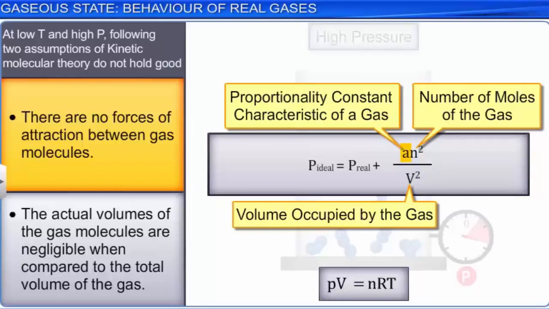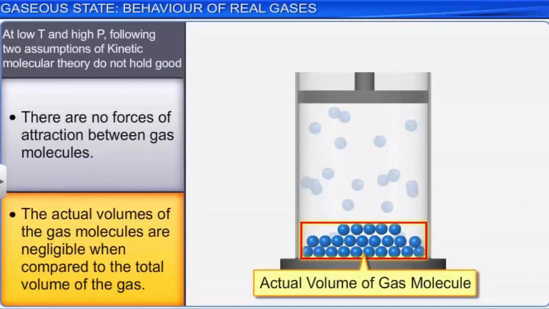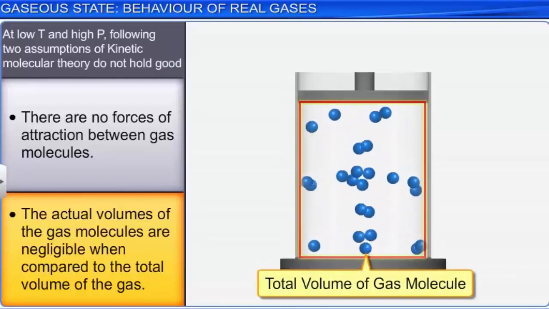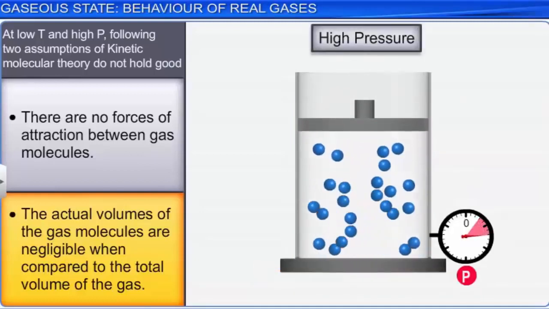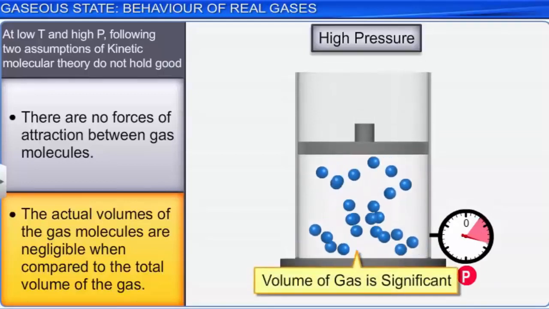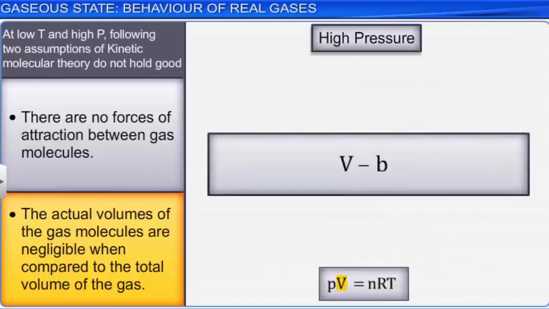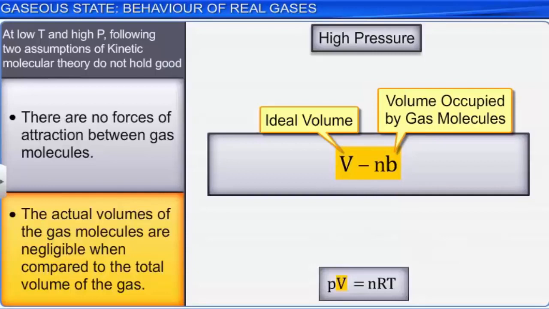In the second assumption, the actual volume of the gas molecules is negligible when compared to the total volume of the gas, which is valid only at very low pressure. But at high pressure, the molecules are restricted to move around in less volume, and hence, the volume occupied by the molecules themselves becomes significant. Hence, the volume V in ideal gas equation is corrected as ideal volume minus the volume occupied by gas molecules, that is, V minus B, and for N moles of the gas, it is V minus NB. B is excluded volume, which is constant and characteristic for each gas.